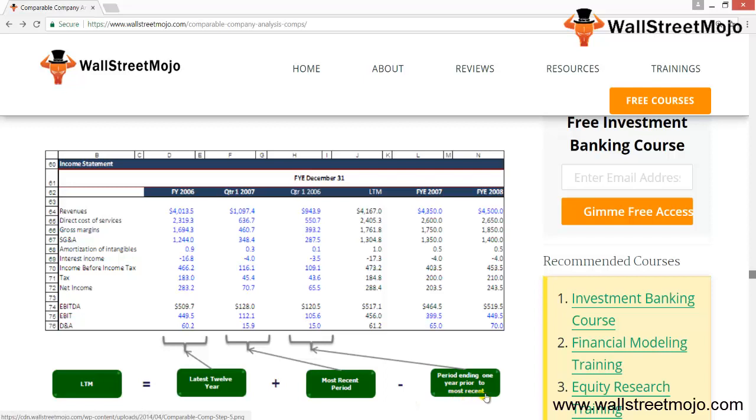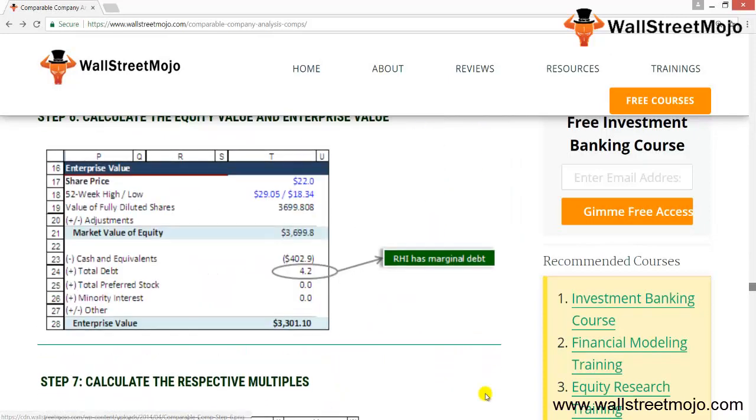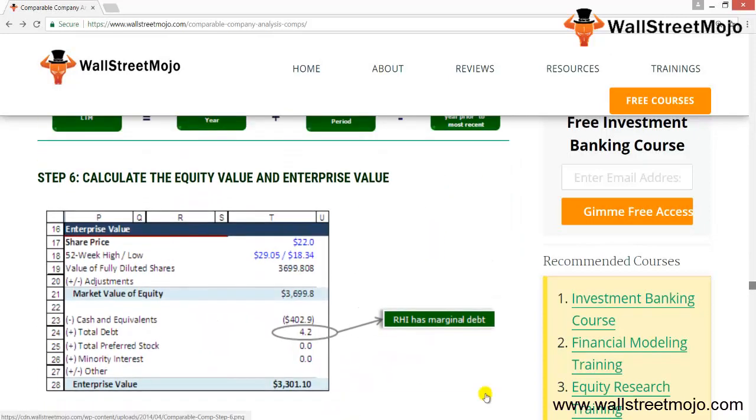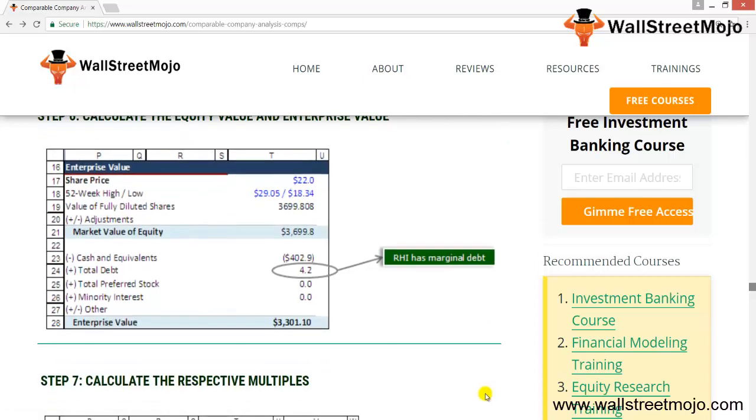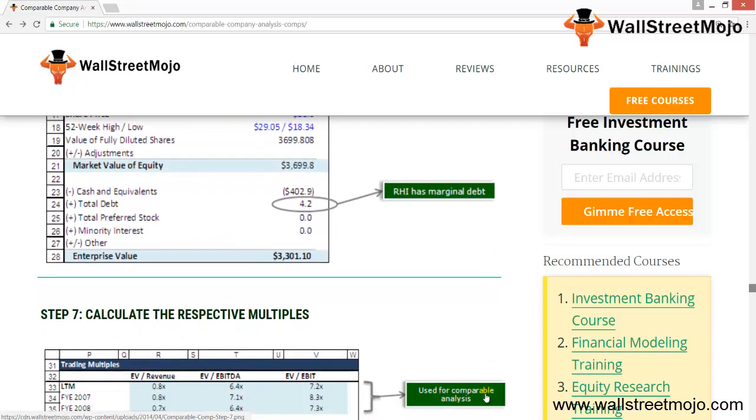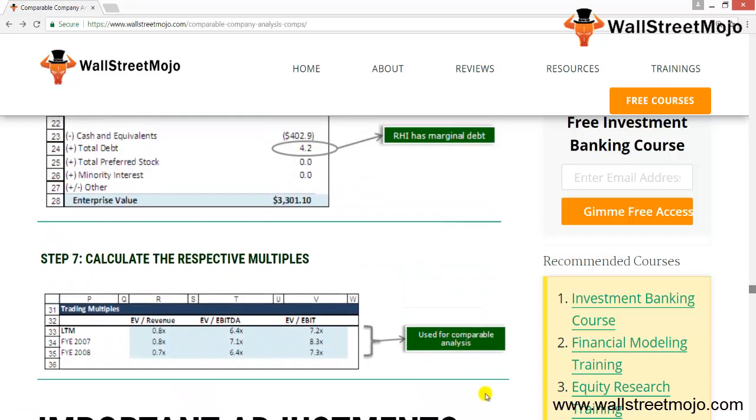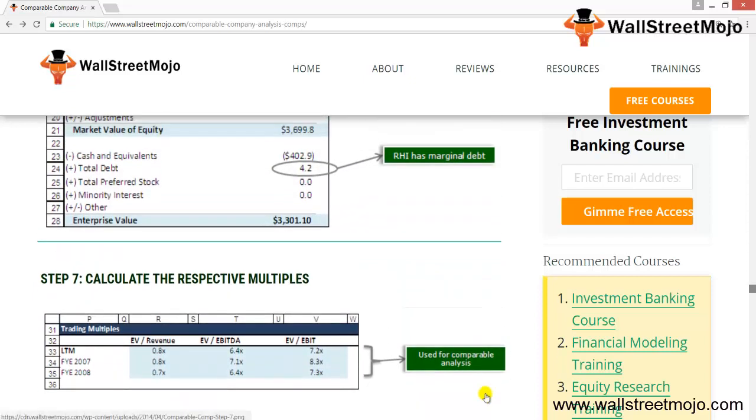Okay. Step 7 is to calculate the respective multiples. Step 6 is calculate the equity value and the enterprise value. We now know what is equity and enterprise value. Calculate the respective multiples. Okay. And those multiples, that is EV by revenue, EV by EBITDA and EV by EBIT, all those multiples you'll be able to calculate from this particular data.